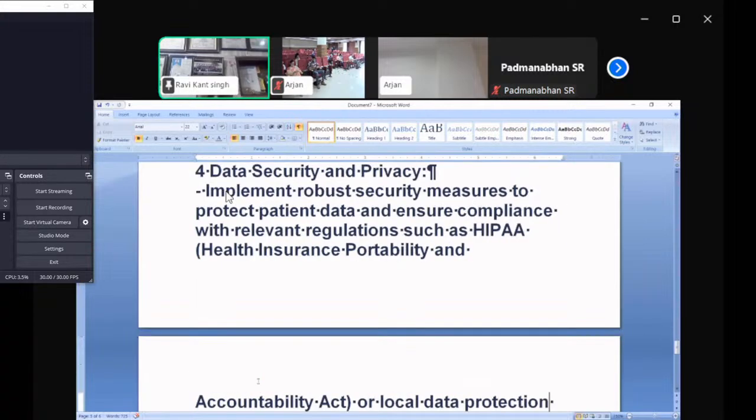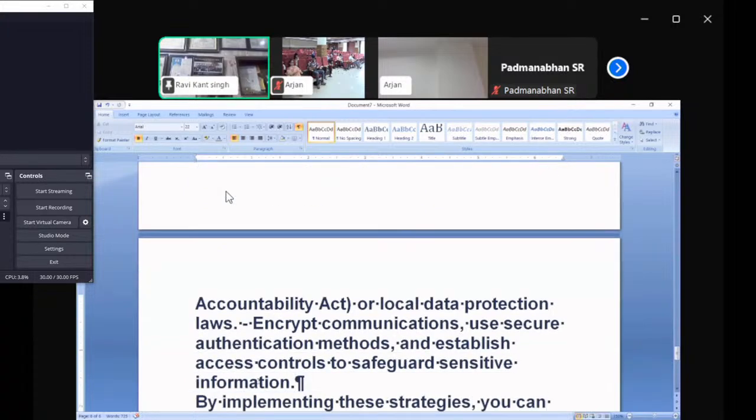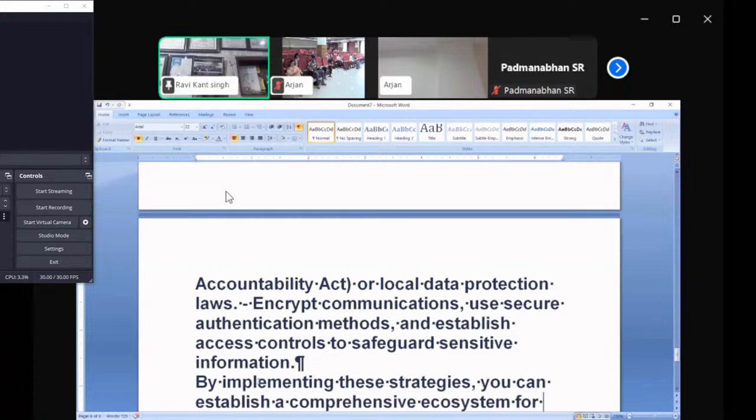And lastly, the data security. We have to have patient data security as per the regulations of the Health Insurance Portability and Accountability Act and local data protection laws. And we have to encrypt all the communications, use secure authentication methods, and establish access control to safeguard this sensitive information, because it is the patients' personal information.